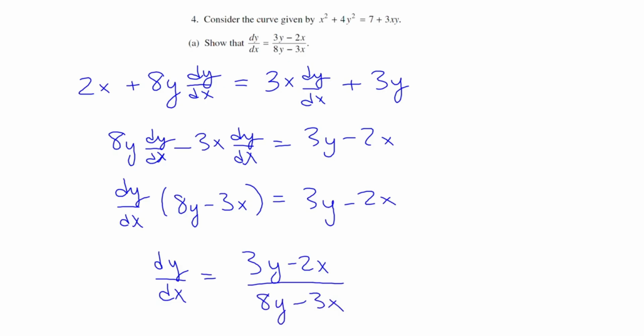They gave you 2 points. 1 just for doing the original implicit differentiation correctly, and 1 for showing the algebra steps to verify that it was what they said it was.